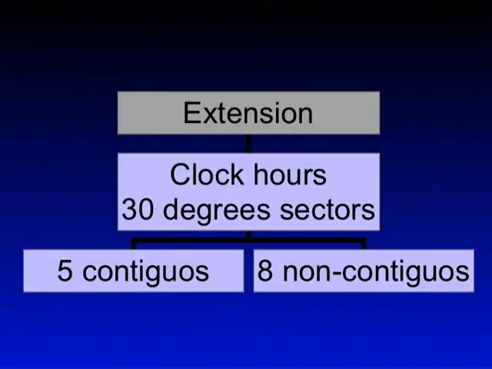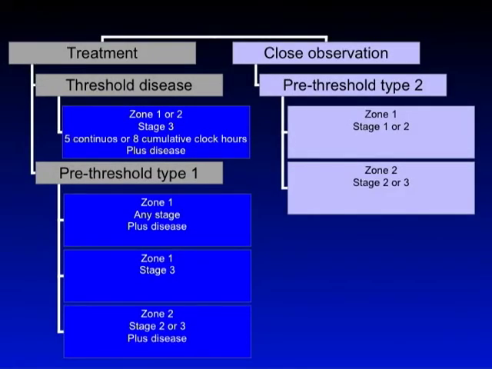And the last thing is extension. 5 contiguous hours or 8 non-contiguous hours will determine that you should treat the patient, basically. So now, when we treat patients with ROP, these are the patients that we will treat: any patient in zone 1 or 2 that has stage 3, especially with plus disease. Close observation: patients in zone 1 that have stage 1 and 2 with no plus disease, or patients in zone 2, stage 2 or 3, or patients in zone 3. Basically, those are patients that we observe. All the other patients will probably need to have treatment.